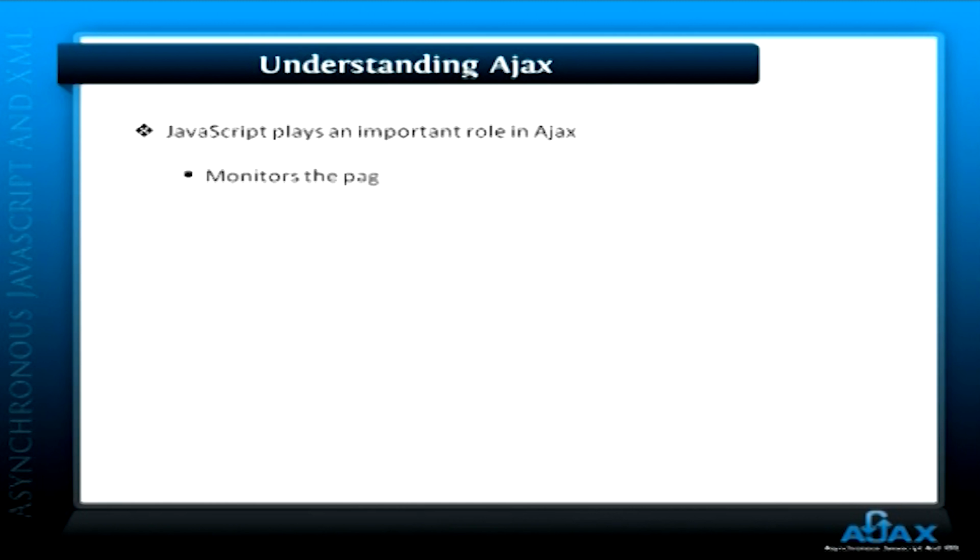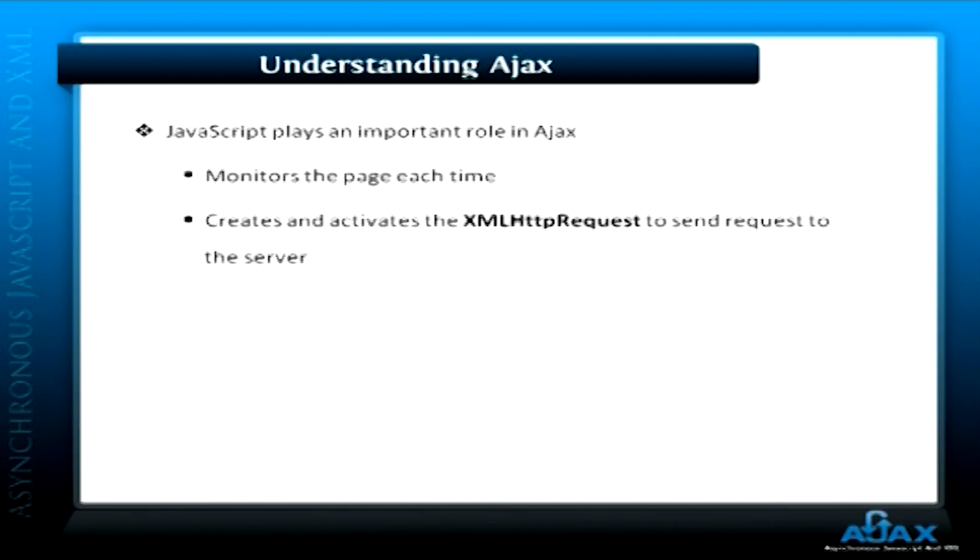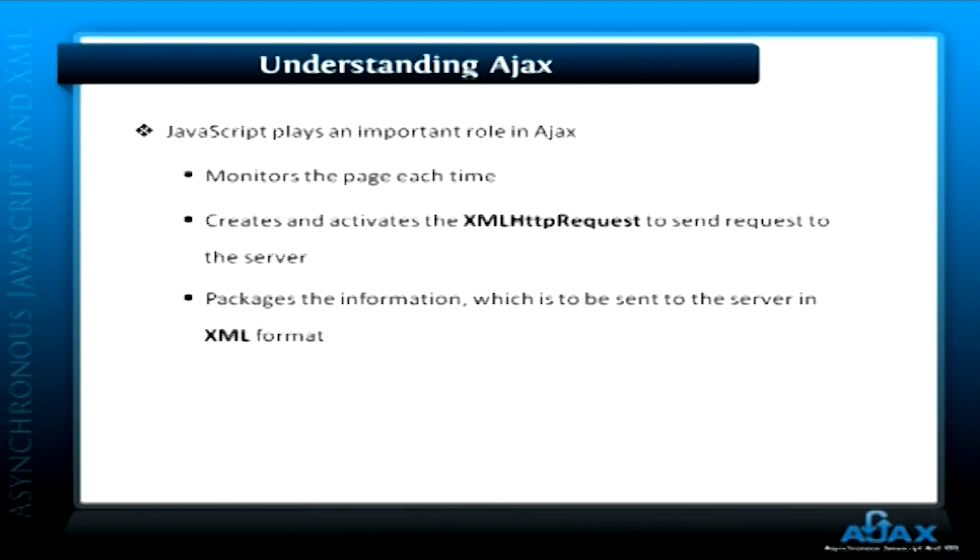First, it monitors the page each time the user interacts with it, and then it creates and activates the XMLHttpRequest to send requests to the server. Then it packages the information, which is to be sent to the server, in XML format. Finally, JavaScript uses the document object model to update the page. So this is how Ajax technology works, and I hope you have got a clear picture of it. So, let's see some more interesting topics in Ajax in our next tutorial.